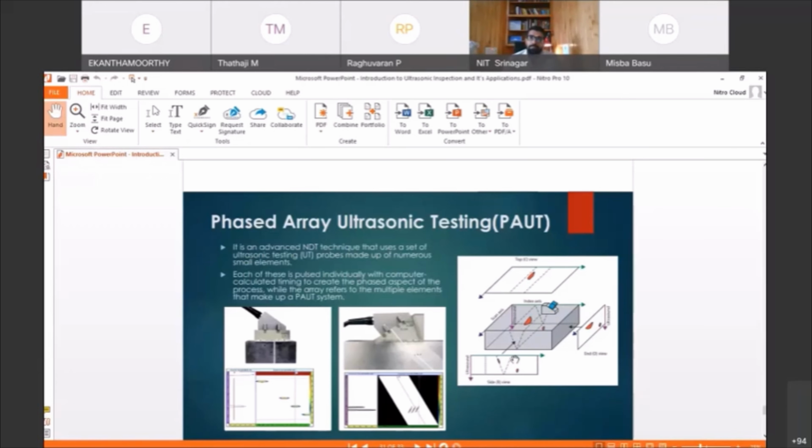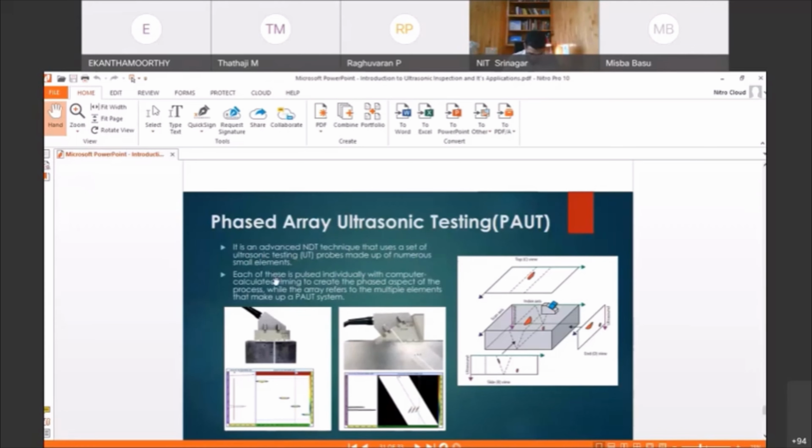If you see, this one is the B scan and all. And one of the advantages, we can easily judge whether it is a slag inclusion or any porosities. We can see the clear picture, clear image, and accurate sizing, and it depends on the amplitude reception only.